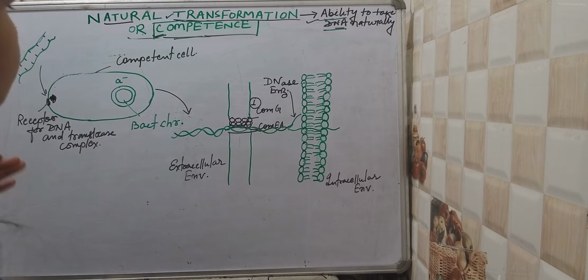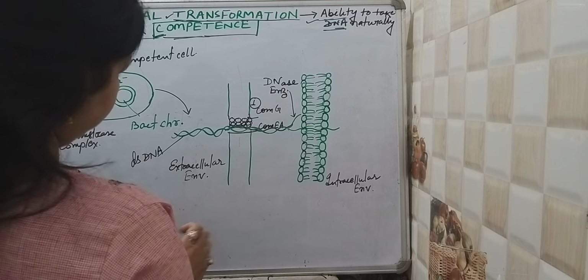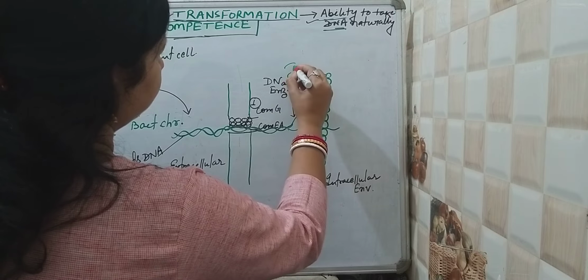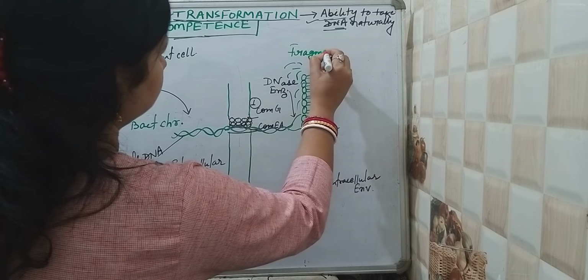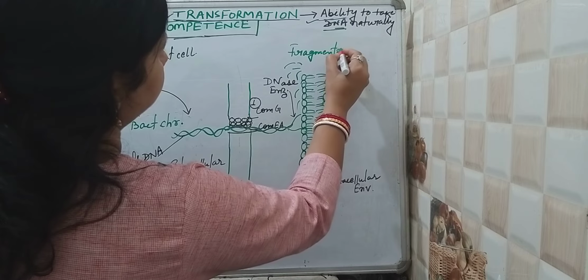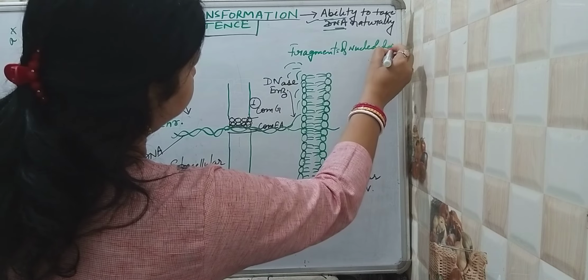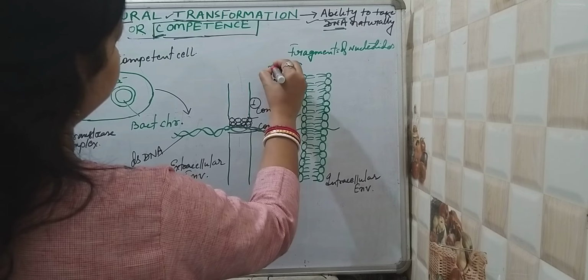And then afterwards, what happens? DNase enzyme acts on this double-stranded DNA molecule and makes it single-stranded. And here, after degradation, these short fragments of nucleotides get scattered away. Okay. So, this is point number two.